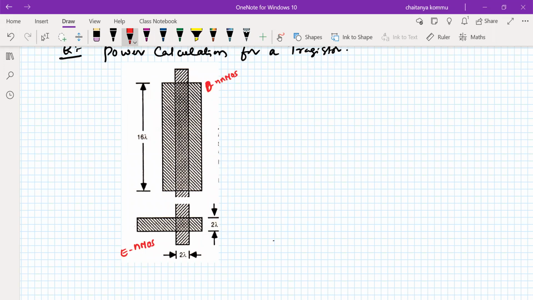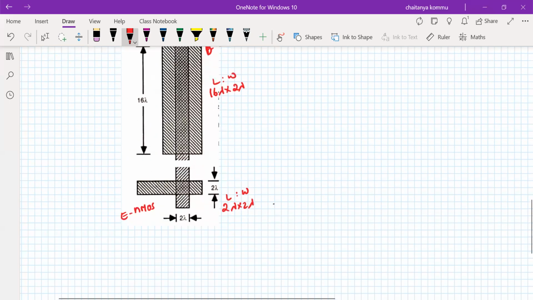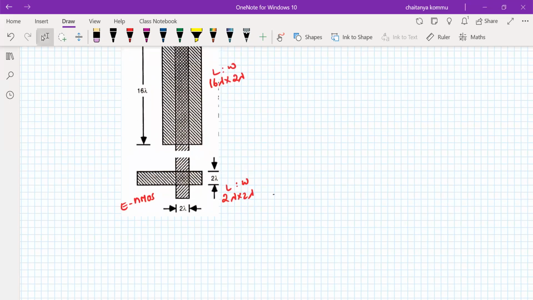So how do we calculate this one now? What is its dimension? Its dimension is 16 lambda into 2 lambda. So therefore the length to width ratio, now this value is 2 lambda by 2 lambda. So we already know how to calculate this one. What I'm going to do here is, what if I reduce the width of the transistor by half?